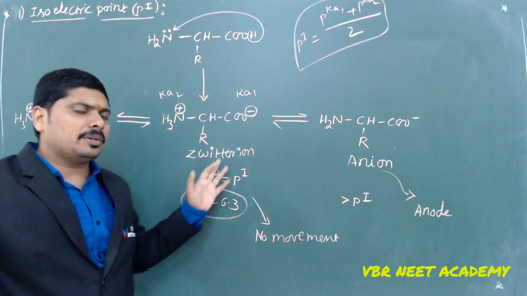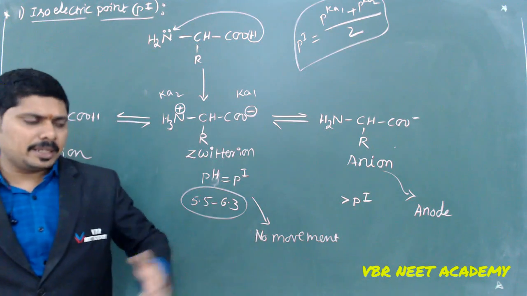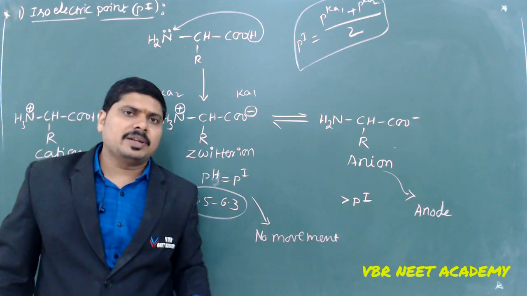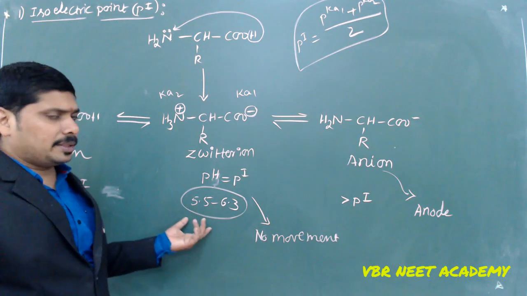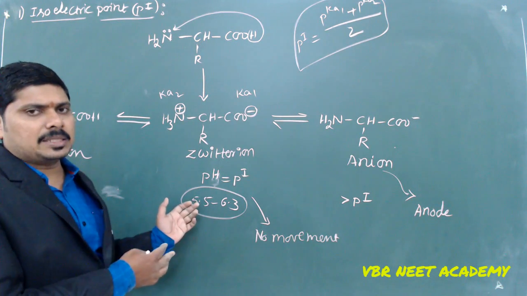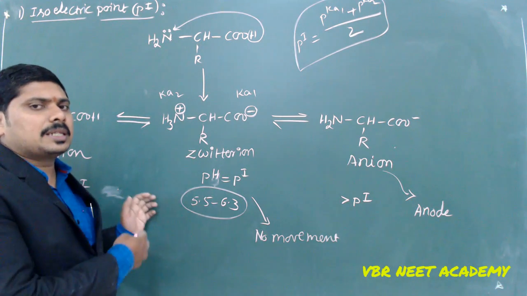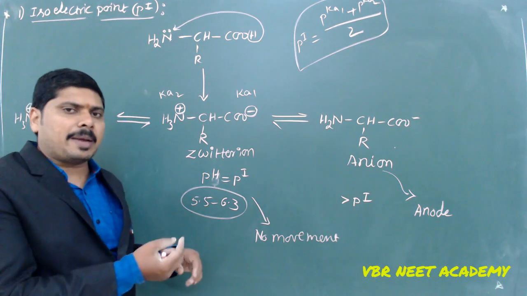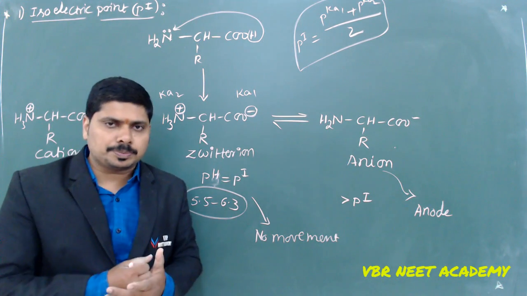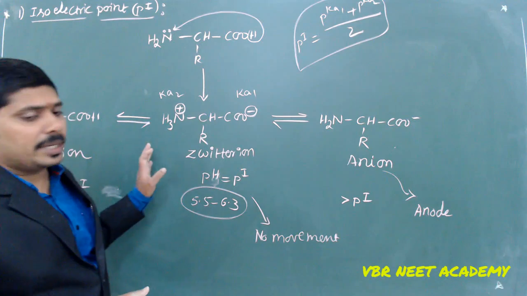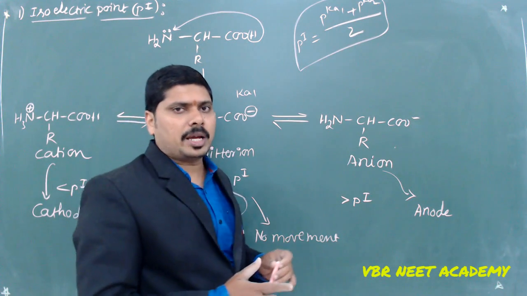Other amino acids, like basic or acidic ones, will not have a Pi value like this. For basic amino acids it is more, and for acidic amino acids it is less, because of the presence of an extra amine group and an extra acidic group. Okay, this is regarding the isoelectric point. I hope everyone can understand.